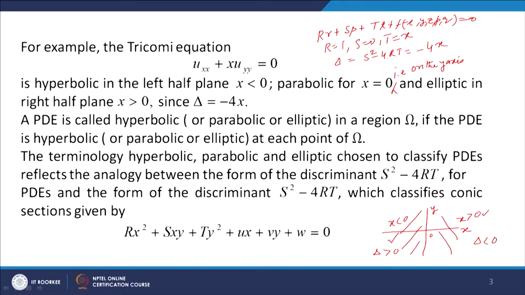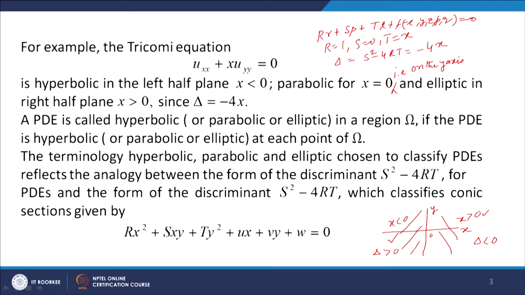Now, a PDE is called hyperbolic, or parabolic, or elliptic in a region omega of the xy plane if the PDE is hyperbolic or parabolic or elliptic at each point of omega. The terminology hyperbolic, parabolic and elliptic, chosen to classify PDEs, reflects the analogy between the form of the discriminant S square minus 4RT for PDEs and the form of the discriminant B square minus 4AC which classifies the conic sections.